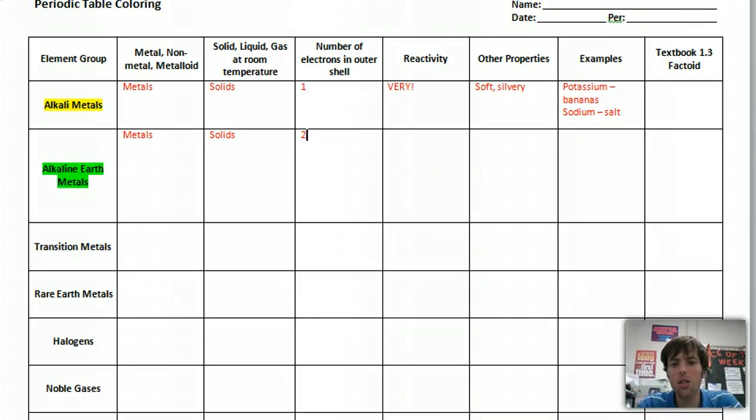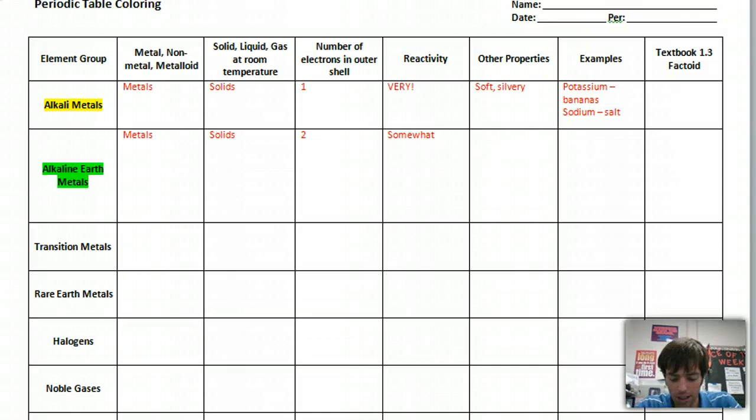And because it has two, it is somewhat reactive. And you're going to know what we mean by reactive as you watch those videos for warm-ups every day, and you see the different experiments on the video. And trust me, the reactive ones are the fun ones to see.